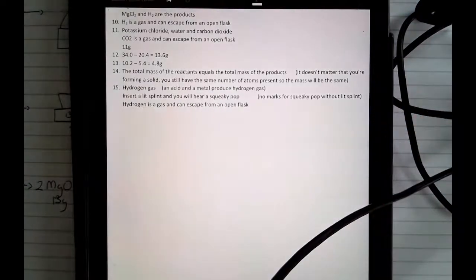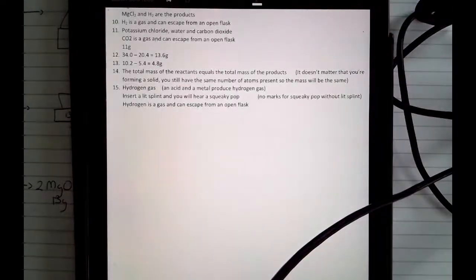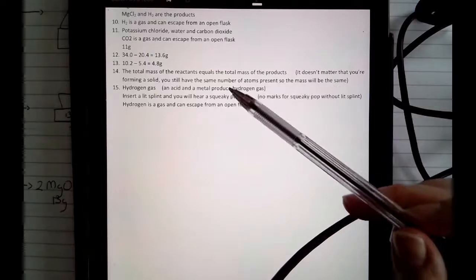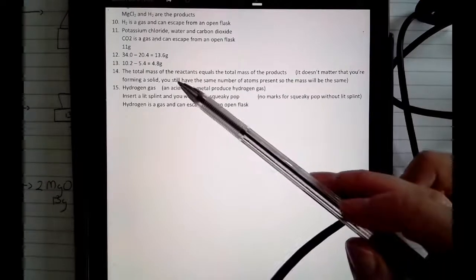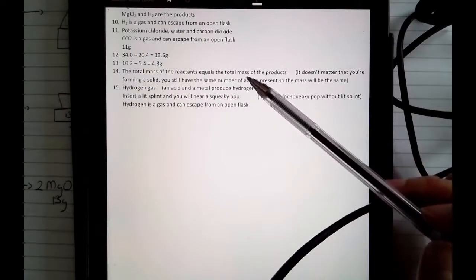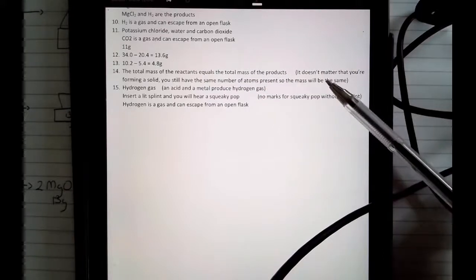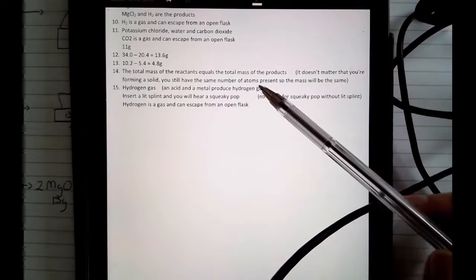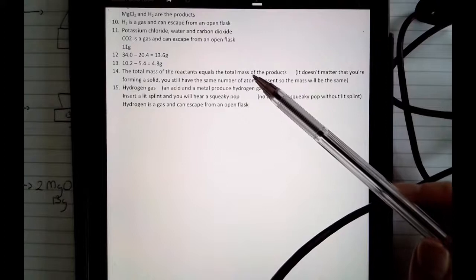In 14, this is a common question. If you take two solutions and mix them together, you form a solid. It's a common misconception that the solid must be heavier, must have a greater mass. But it doesn't. You can answer 14 by just stating the law of conservation of mass. Because the total mass of the reactants equals the total mass of the products, you're going to have the same mass. It doesn't matter that you're changing state. I've written here in brackets that it doesn't matter if you form a solid, you still have the same number of atoms present, the mass will be the same. But you would answer this question by just stating the law of conservation of mass.